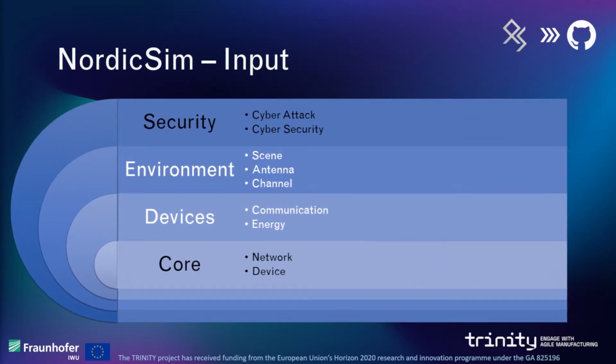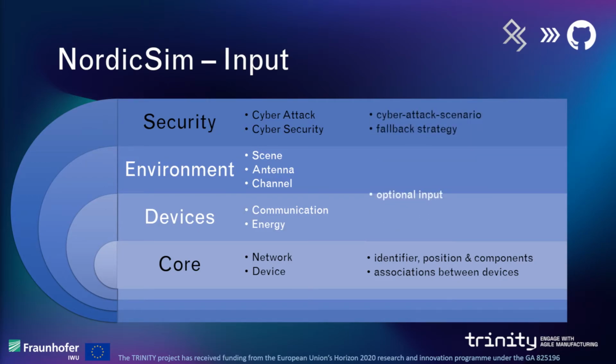Each simulation model provides configuration files to set up specific parameters of the model. The properties of network devices like identifier, position, and components, as well as the associations between the devices, are the required minimum configuration shown as core. The accuracy of the output results can be increased with optional input for the other simulation models.